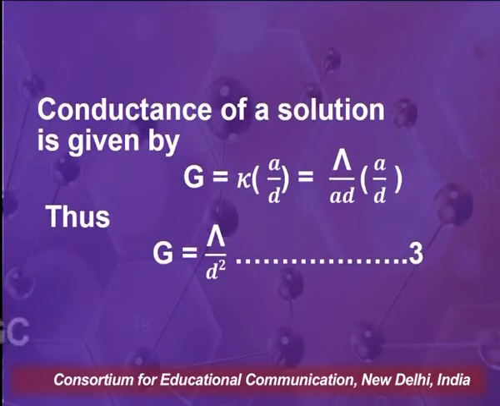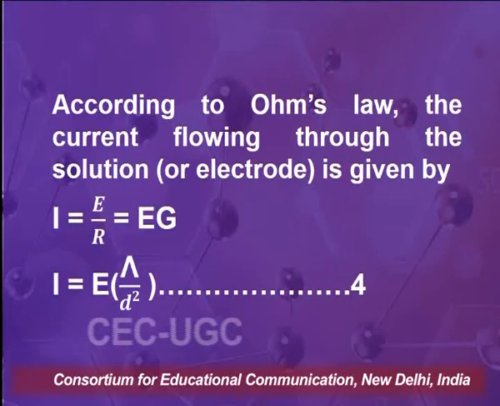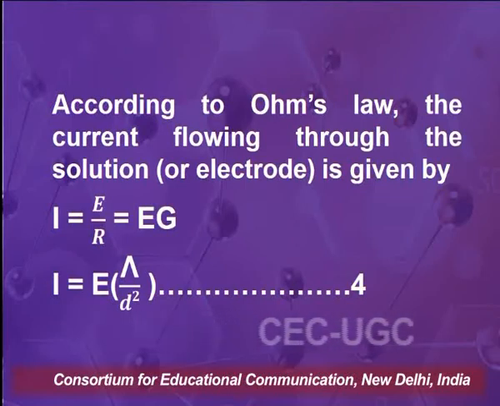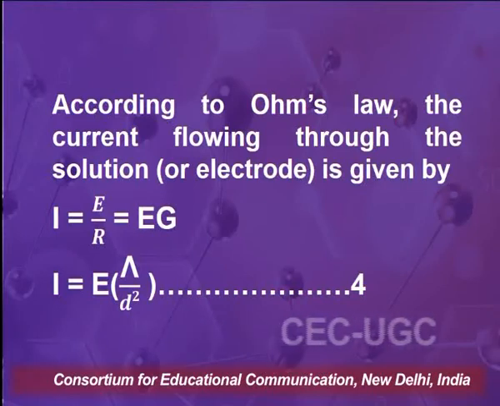Conductance of the solution G is equal to kappa into A by d, which is equal to lambda by A d into A by d, where we have replaced kappa by lambda by A d. G is equal to lambda by d squared. According to Ohm's law, the current flowing through the solution or electrode is given by I equals E by R, which is equal to E into G. So I is equal to E into lambda by d squared.